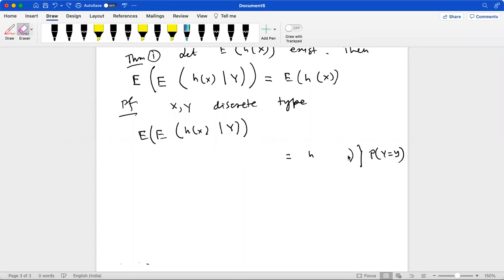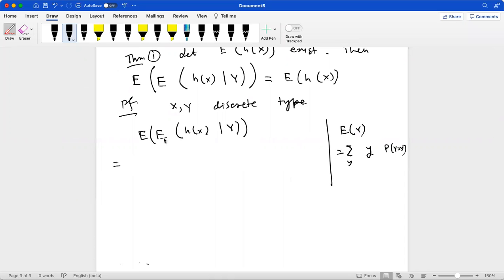By the way, what is the definition of expectation? The definition of expectation is like that. Say expectation of y. This is the sum over all y of the probability of y equal to y times that y value.